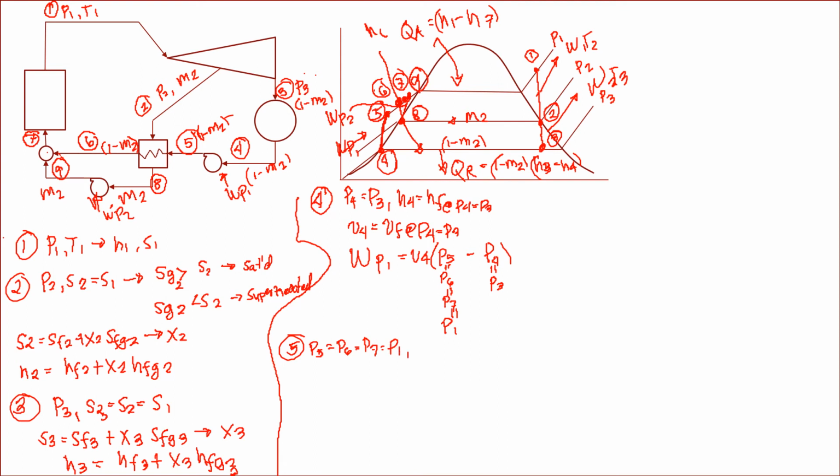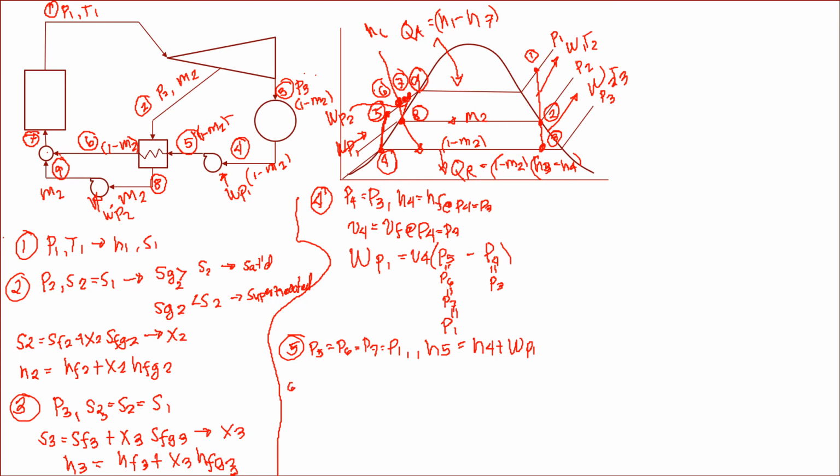At this point, we have H5 just equal to H4 plus work pump 1. We will deal later with the work, but now we are more concerned with the enthalpy. So we will first not mind the 1 minus m2 mass. We have to find first the enthalpy.